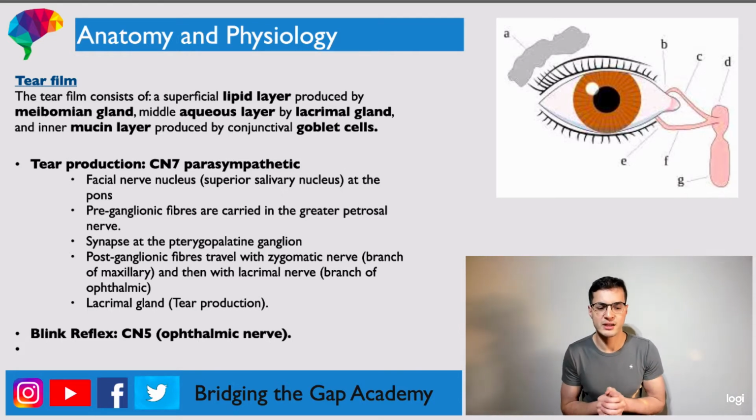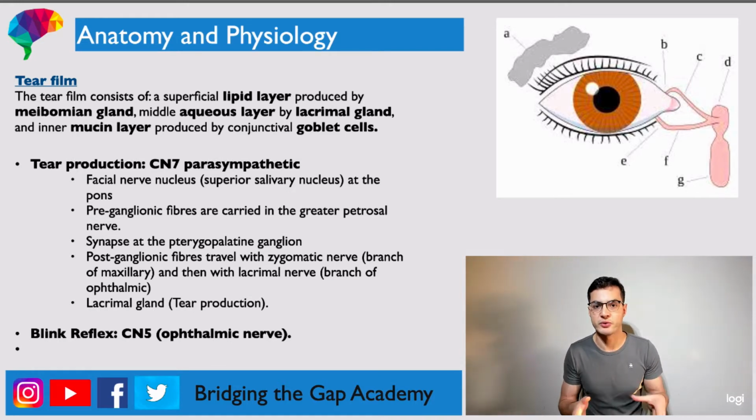So what is the tear film? The tear film consists of 3 layers. The first layer is a superficial lipid layer produced by meibomian glands in our eyelids. The second layer is what we talked about, the aqueous layer produced by the lacrimal gland. And the third layer is a mucin layer, which is produced by goblet cells in our conjunctiva. Now, all 3 components of the tear film are actually very important. And if they're not there, then we tend to get dry eyes and the tears can go away too quickly.